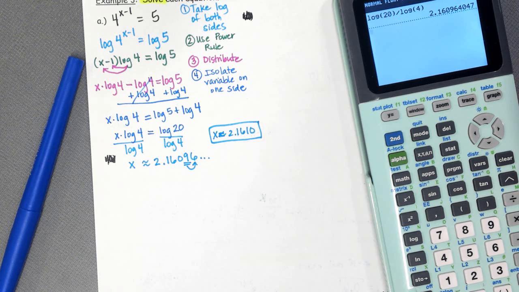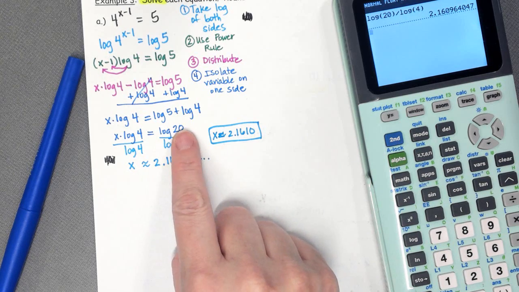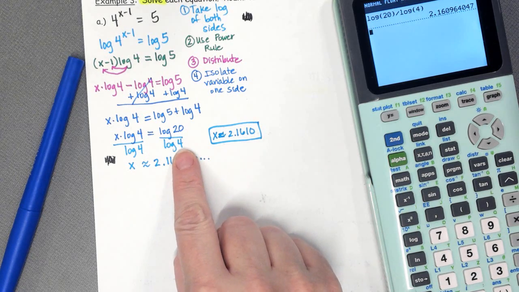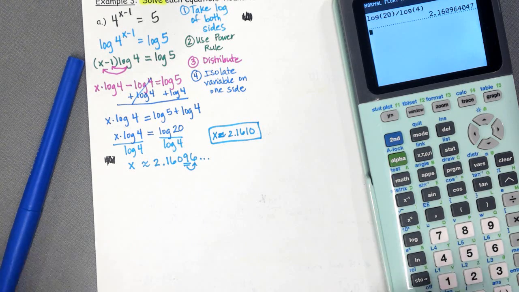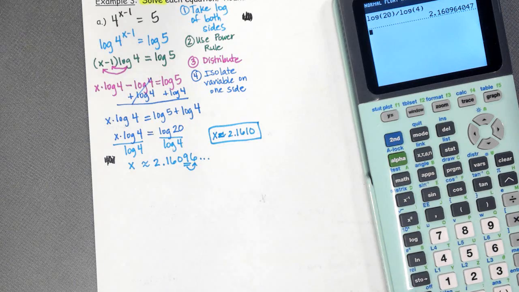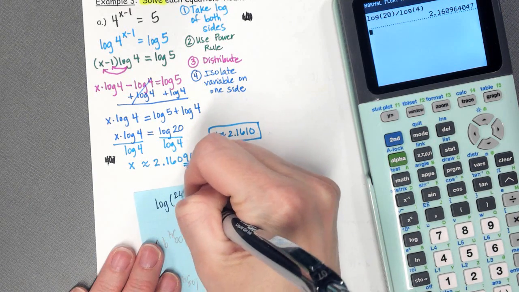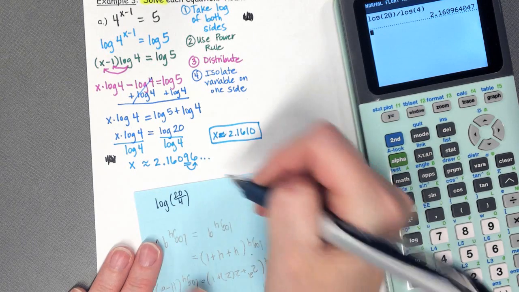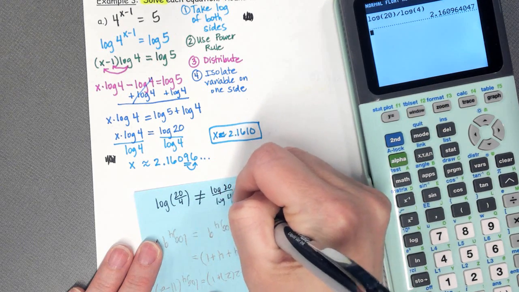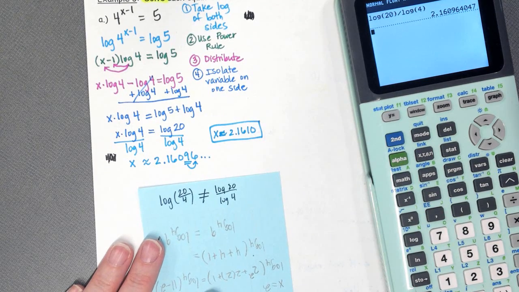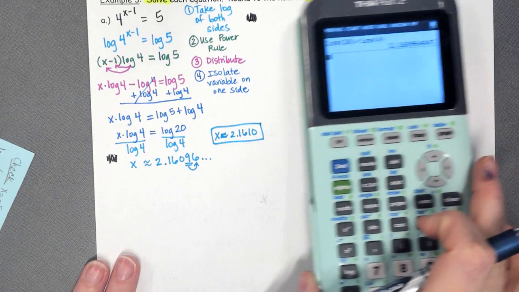Yes. If this was the log of 20 divided by 4 instead of the log of 20 divided by the log of 4, then you could write it out. So I didn't. I said if you had the log of 20 divided by 4 instead of the log of 20 divided by the log of 4, those are not the same. Yeah. Okay, so I know it did sound very similar.